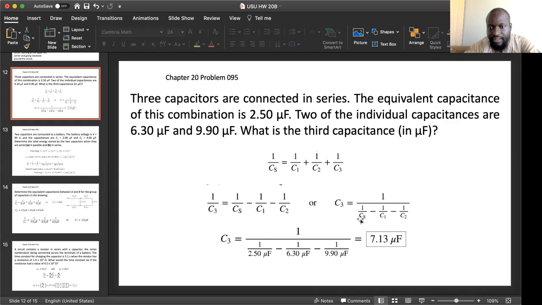So I put that in here. Minus that, 1 over all the results gives me C3. Don't forget the power minus 1 to get C3. So that's what's happening here. 1 over C3 is this, then C3 becomes 1 over all of this. And then I put C total to be 2.5, C1 to be 6.3, C2 to be 9.9. And I solve this out and I get my answer, carefully. So this is how you work this problem. That was chapter 20, problem 95.